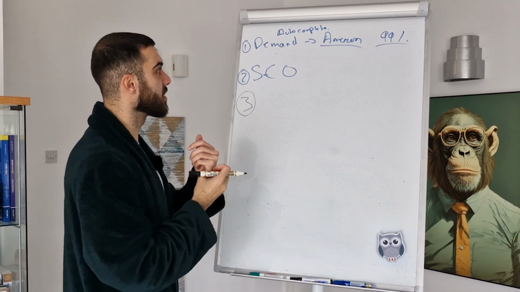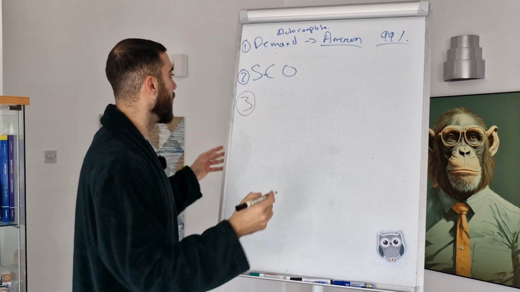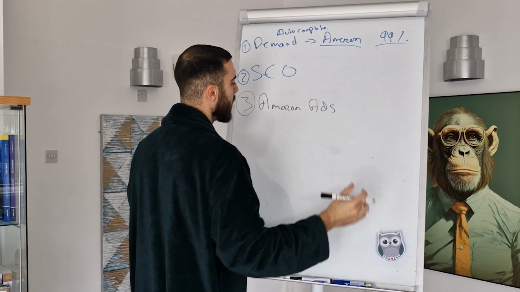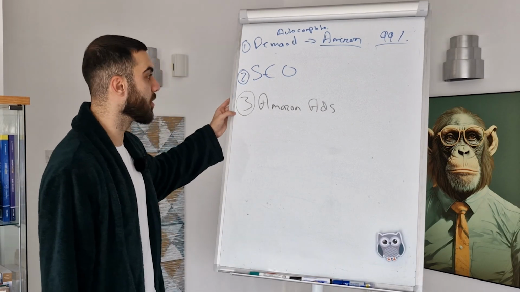But number 3, this is the most important one. This is the one everyone's going to be thinking about. Amazon ads. Barry, I want to target keywords in Amazon ads. I'm going to use Helium 10 and Publisher Rocket and all of these softwares to help me with Amazon ads.